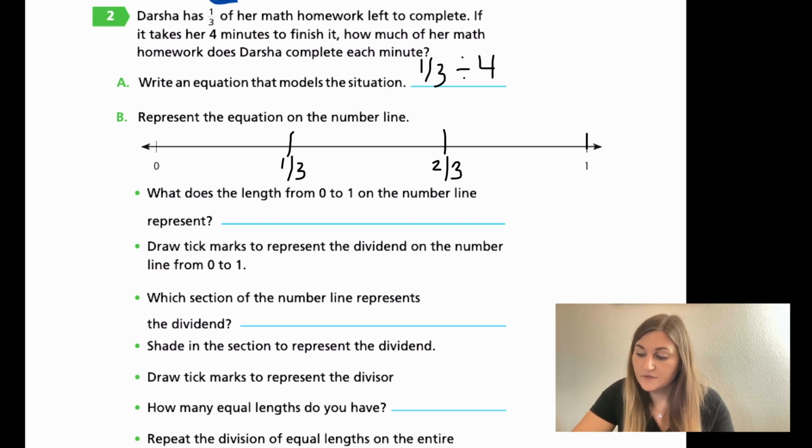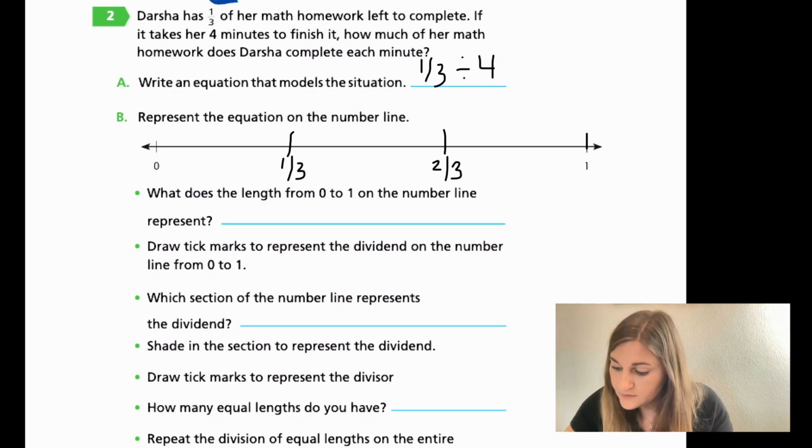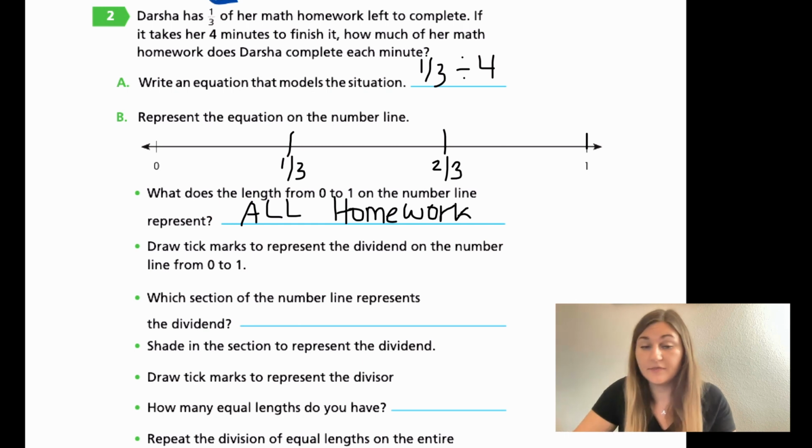So what does the length from 0 to 1 on the number line represent? So from 0 to 1, not from 0 to 1/3, 0 to 1, that's all of her homework, right? That's the entirety of the math homework. So that's all the homework. But we are just focusing on the 1/3 for this problem. So now it says draw tick marks to represent the dividend on the number line from 0 to 1. So that's my 1/3 and my 2/3. I already did that. So go ahead and check.